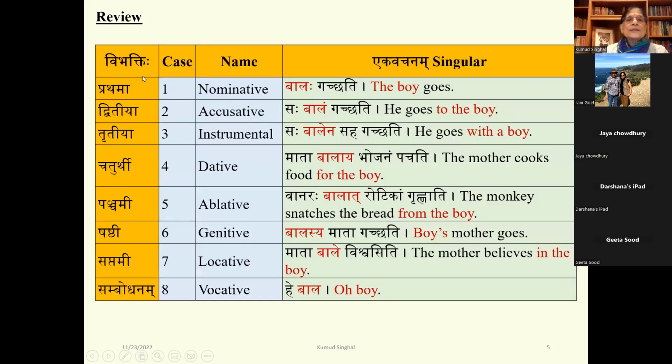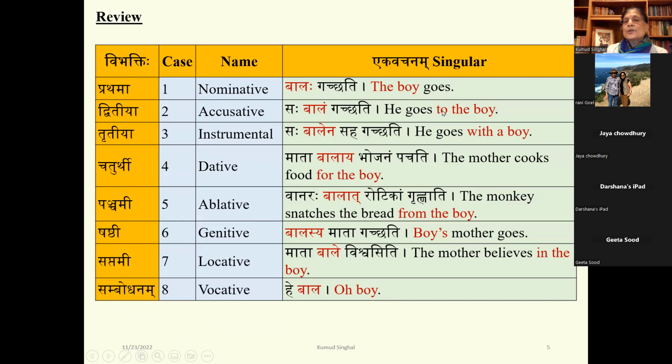So now I'm going to discuss briefly the use of these 8 cases. When are they used? So for example, the boy goes. The boy is the subject. It is in Prathama Vibhakti, case 1, or the nominative case. Balaha gacchati. So Balaha is the subject here.